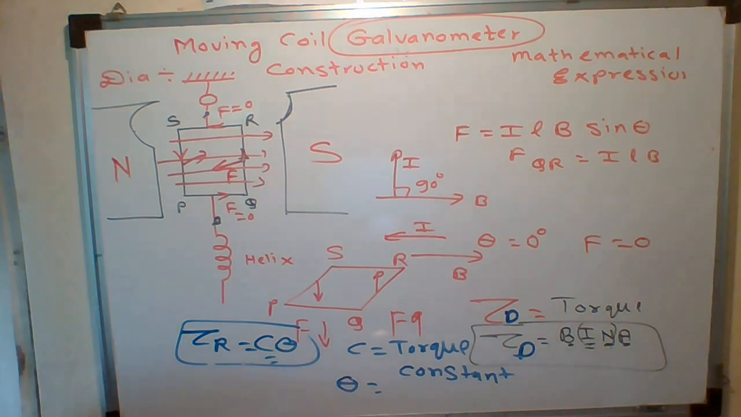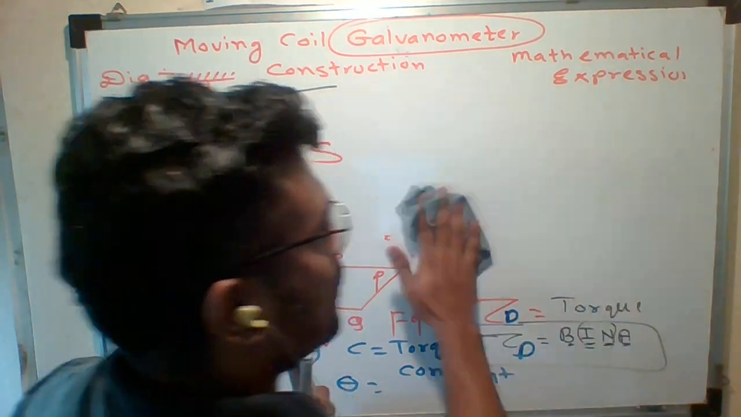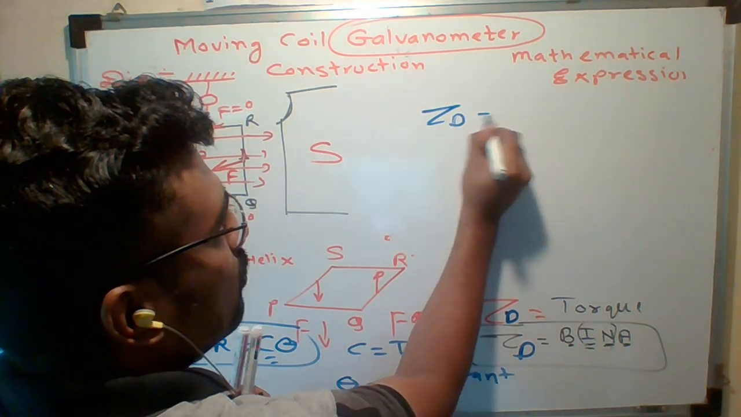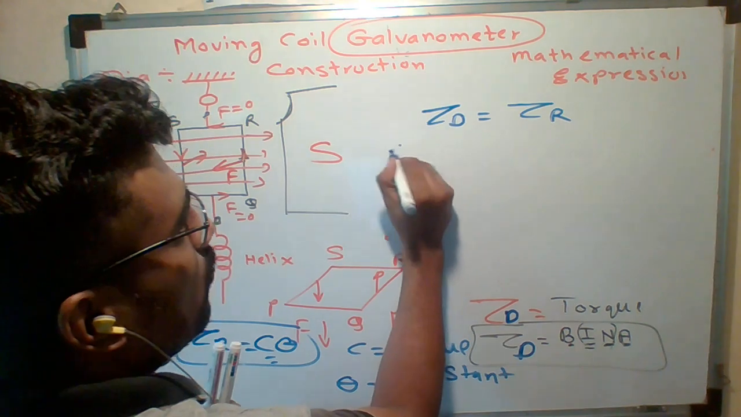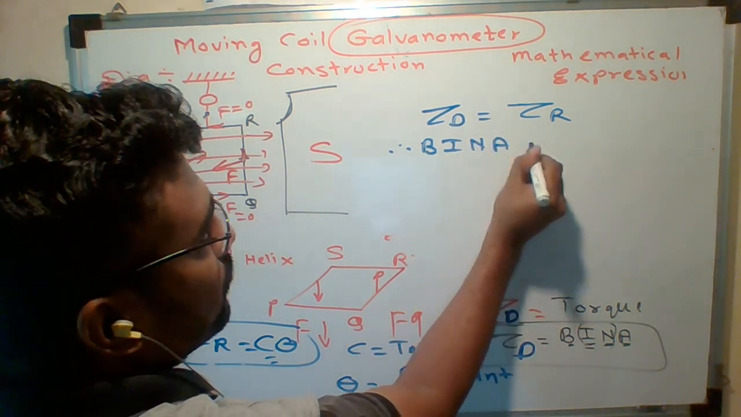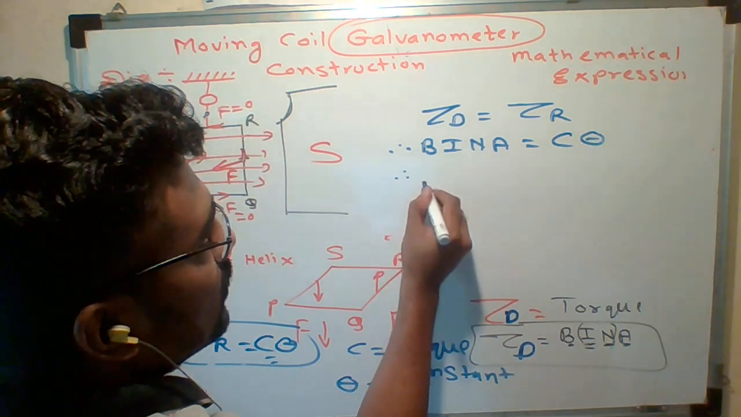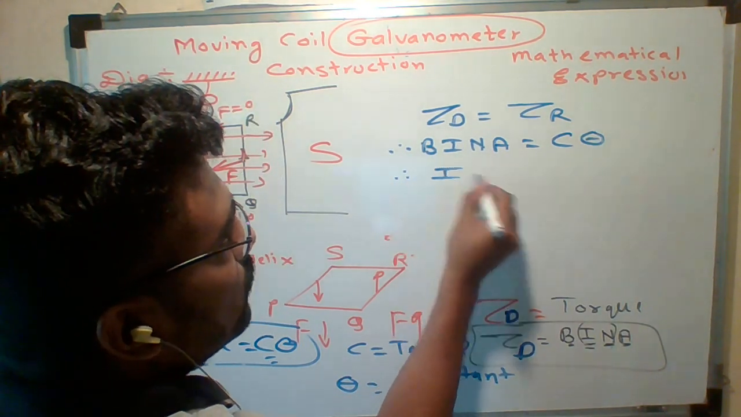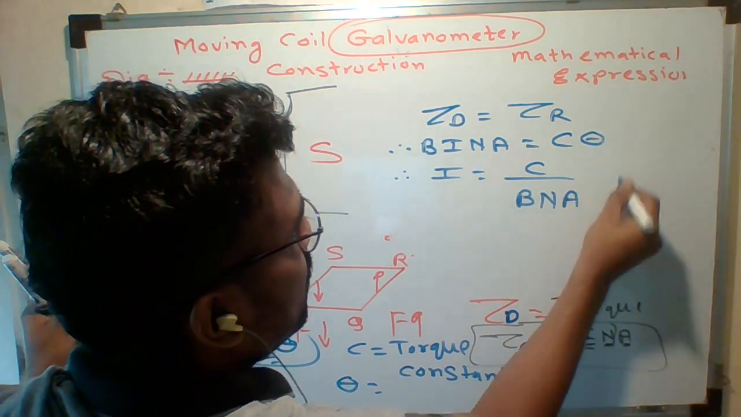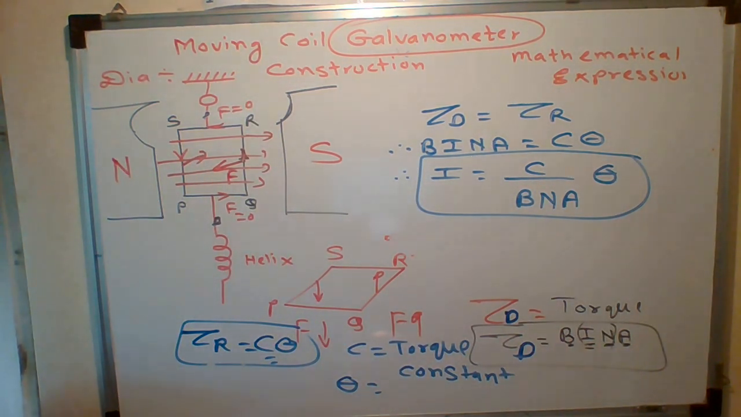Now I am going to finalize the formula. Remember, the deflecting torque tau d is always equal to tau r. What is tau d, which we proved? BINA. What is tau r? C into theta. So students, what is the final formula? I equals C upon BNA into theta. This is the formula for current flowing through the moving coil galvanometer.